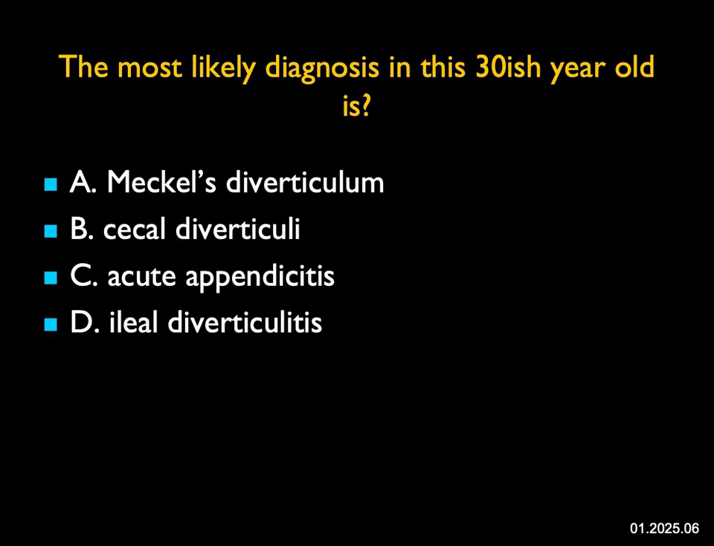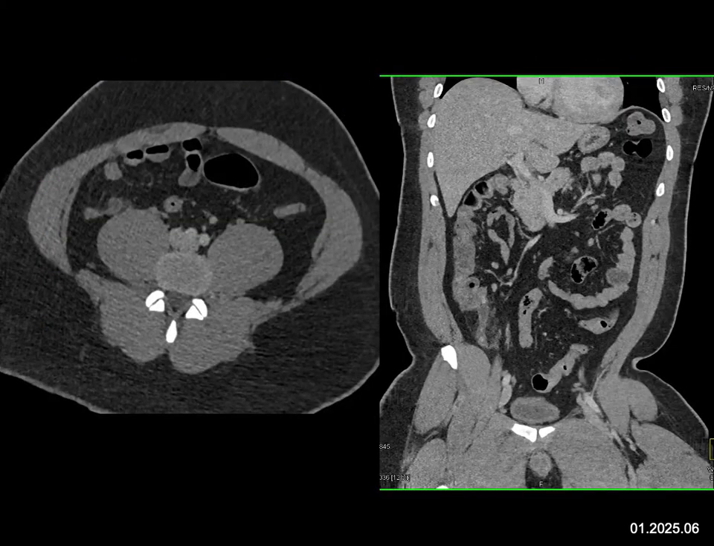The most likely diagnosis in this 30-ish-year-old is, you can see I'm giving you choices of all acute processes, but what do we see? We see a dilated appendix with stranding, and here it is here with maybe a small appendolith distally. There's inflammation, there's a dilated appendix. This is not a Meckel's diverticulum, which can present very similarly in the same area, though Meckel's is usually further away and it's a blind pouch. It's not this tubular structure that communicates nicely with the cecum.